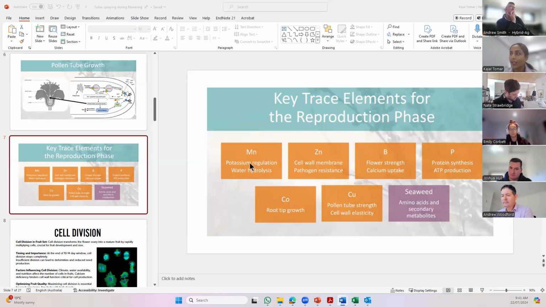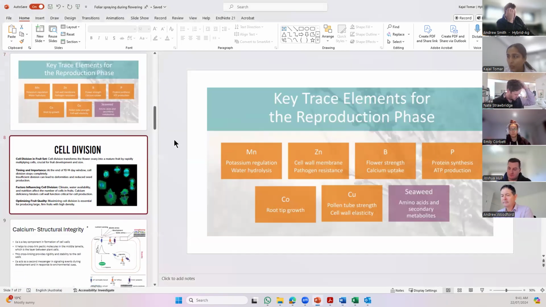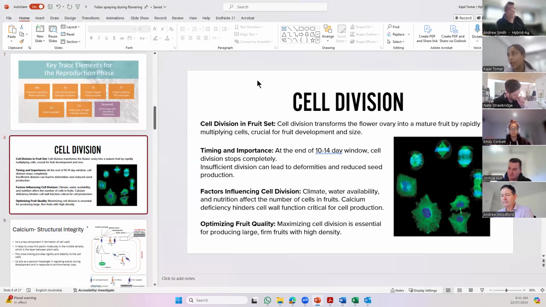So we've got calcium, and we've got all these nutrients that are key for that flowering and cell expansion, or sorry, cell division stage of the plant. Once the fruit or the fertilization occurs, the next step is cell division. So this process is where every cell in the final piece of fruit is created.